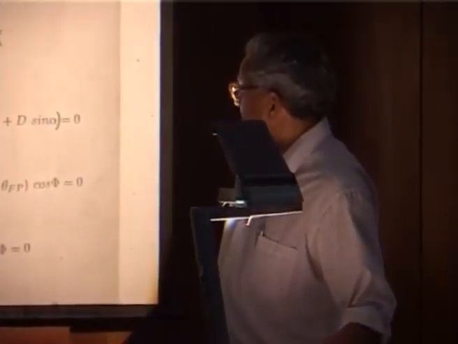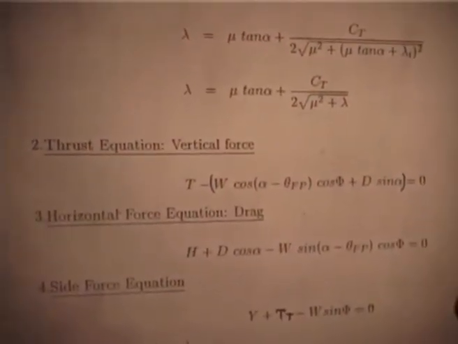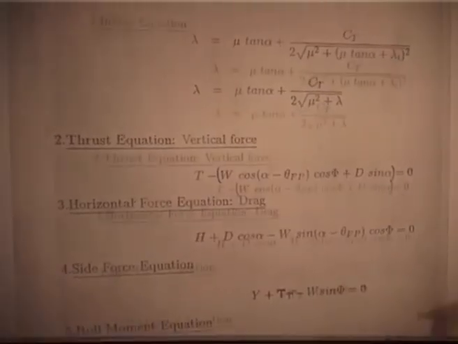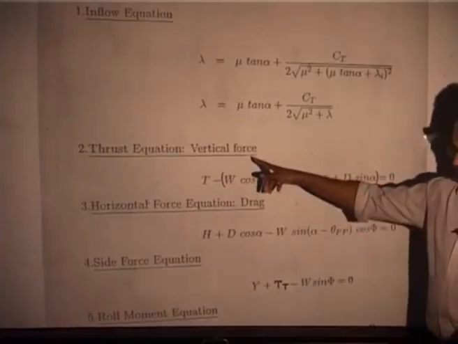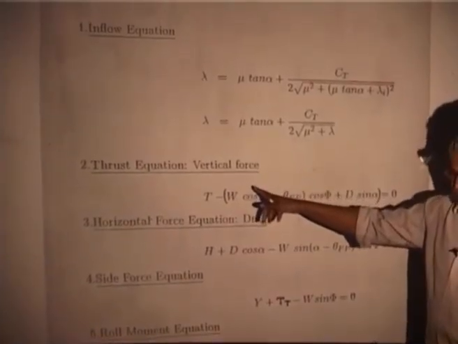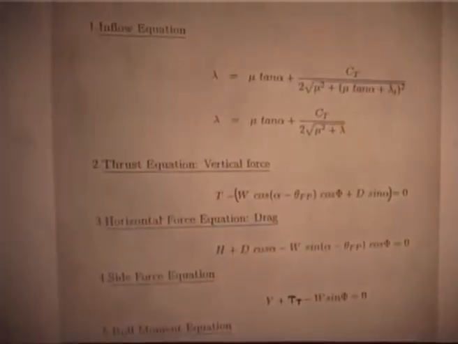So, I said first is the inflow equation. In forward flight, I have taken uniform inflow, please understand. This equation is 1. Then I have the thrust equation. When I say vertical force, this is along the hub. So, this is the thrust, okay.